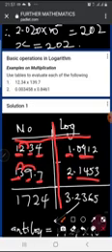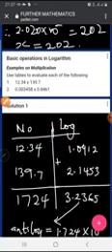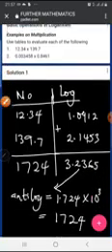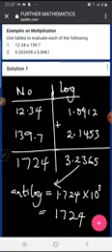Are we together? So when you do this, you now add the 2 logarithms together. You add 2 plus 3 is 5, 1 plus 5 is 6, 9 plus 4 is 13, 3 carry 1, 1 plus 1 is 2, and then 1 plus 2 is 3. So you have your answer in logarithm as 3.2365. That's your answer.